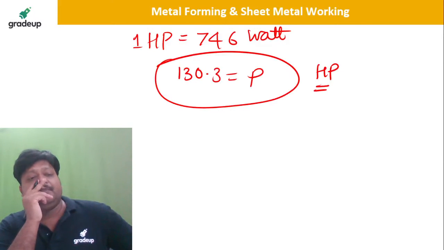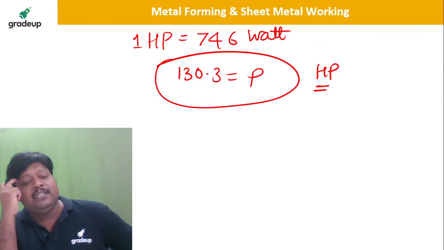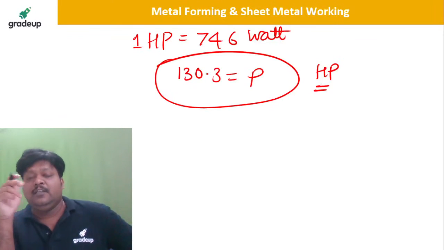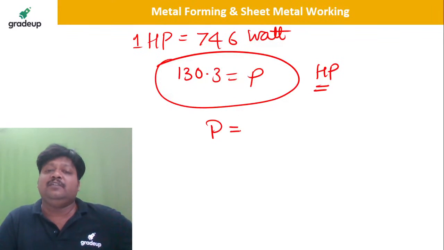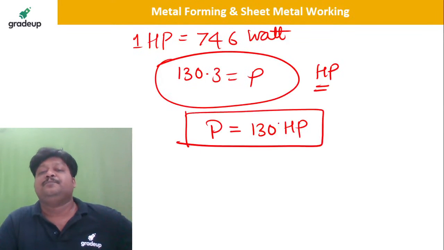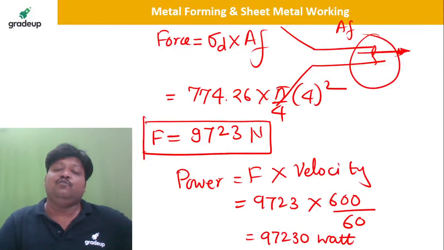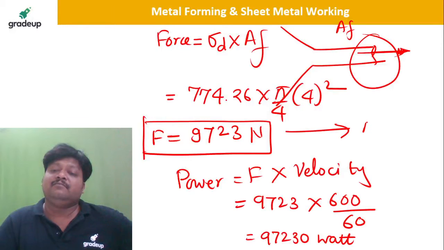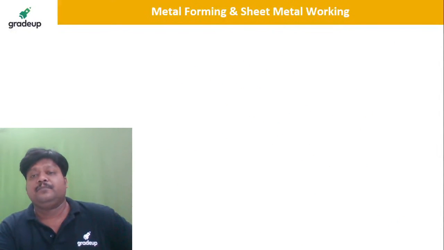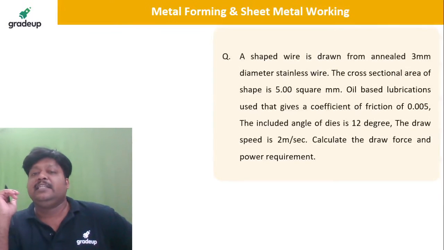Sudhir, check your answer. 1 horsepower is equal to 746 watts. Isn't it? So the power requirement for that motor is 130, taking the rounded value, 130 HP. That is correct. We have calculated the force here, that is also correct, and this power in watts is also correct. Very good. Take the next question.